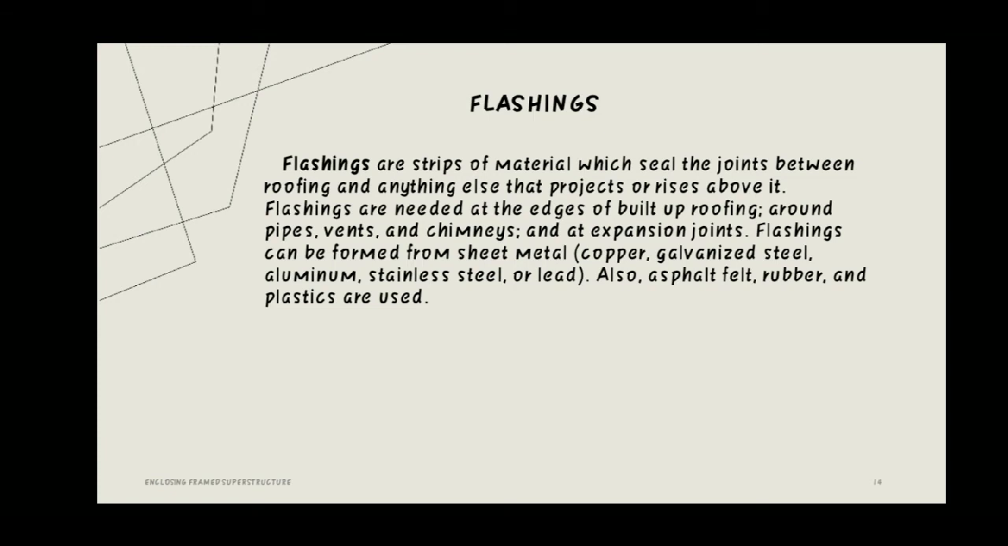Flashings are strips of material which shield the joint between roofing and anything else that projects or rises above it. Flashings are needed at the edge of the built-up roofing, around pipes, vents, and chimneys, and expansion joints. Flashing can be formed from sheet metal, copper, galvanized steel, aluminum, stainless steel, or lead. Also, asphalt, felt, rubber, and plastic are used.